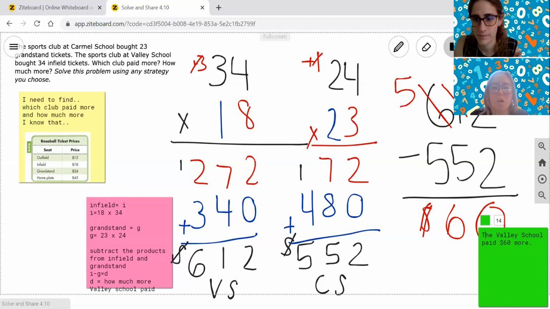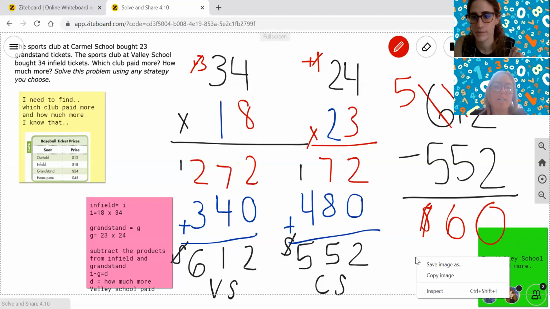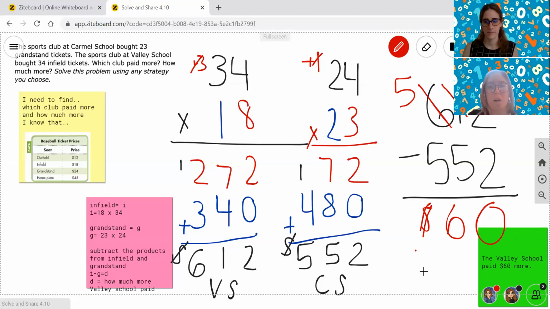That's how you can subtract two-digit by two-digit numbers. And, I'm sorry, that's how you can multiply two-digit by two-digit numbers. And it's also multi-step because we subtracted as well.